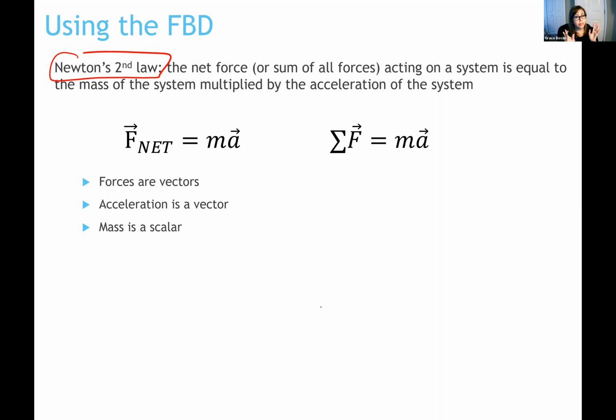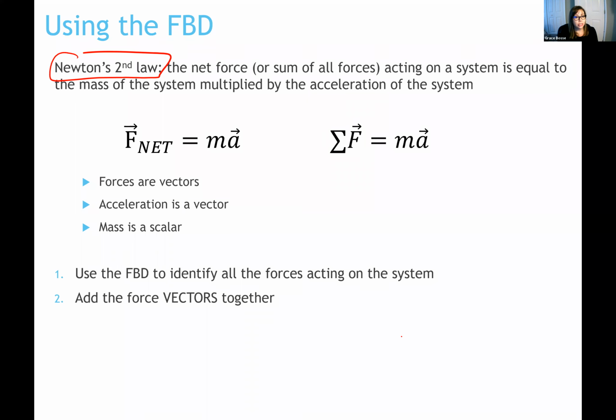That's really a job for Physics 1, to show you where this equation came from. But this is why we draw the free body diagram, so that we can identify all of the forces that are acting on a system, so we can visualize it. It's a graphical representation. We can see the directions and magnitudes of all of these forces, which allows us to then add all of these force vectors.